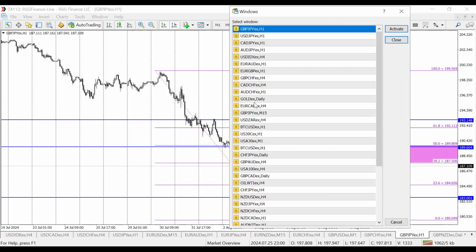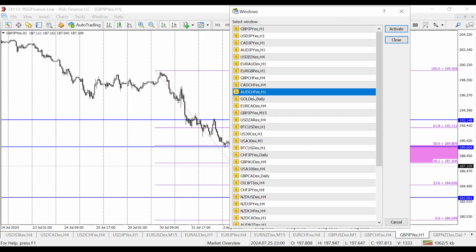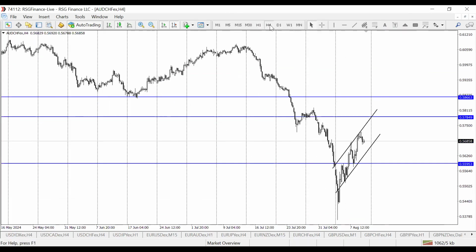AUD Swiss franc, just a moment, there you are. So AUD Swiss franc has also the same. We had Swiss franc gaining massive strength there, and you can see how the sell-off has been so far.